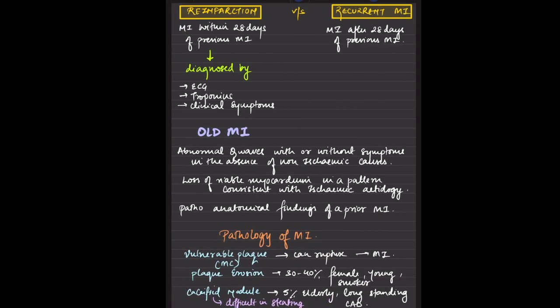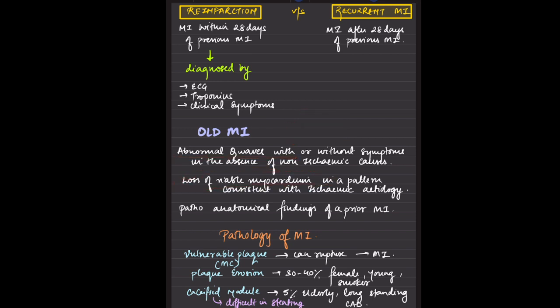So what is the difference between a reinfarction and recurrent MI? So this MI, which is occurring within 28 days, and the MI, which is after the 28 days. Okay, so this could be like symptoms, ECG, and of course troponin. We can identify this. Old MI, whenever we say it is an old MI, we have Q waves in this, right? So there will be abnormal Q waves with or without the symptoms. There will be loss of viable myocardium.